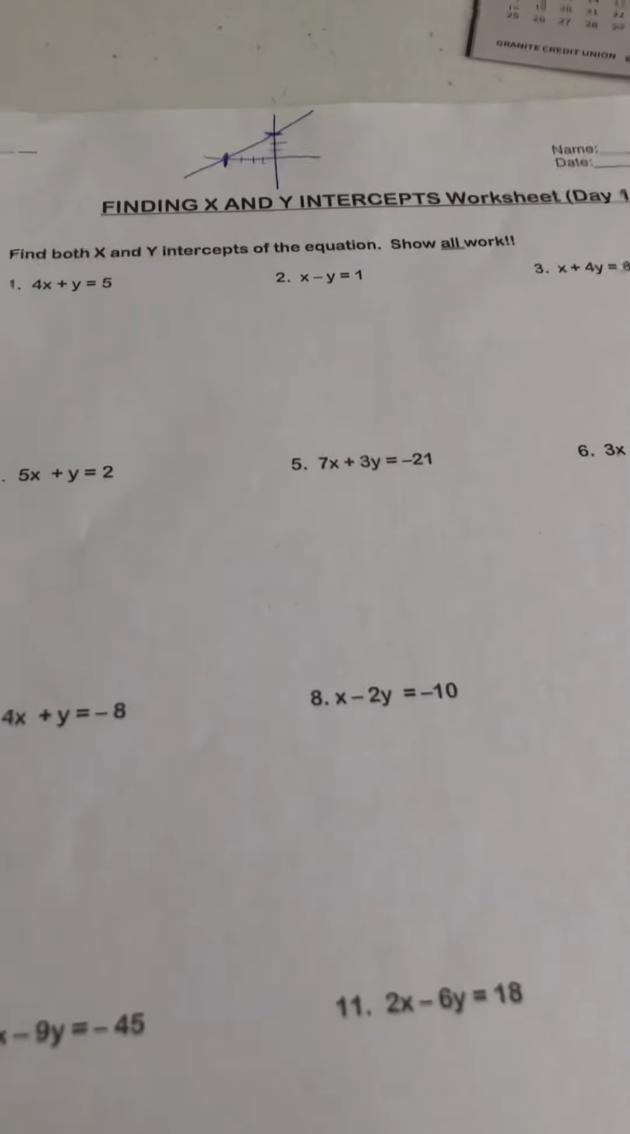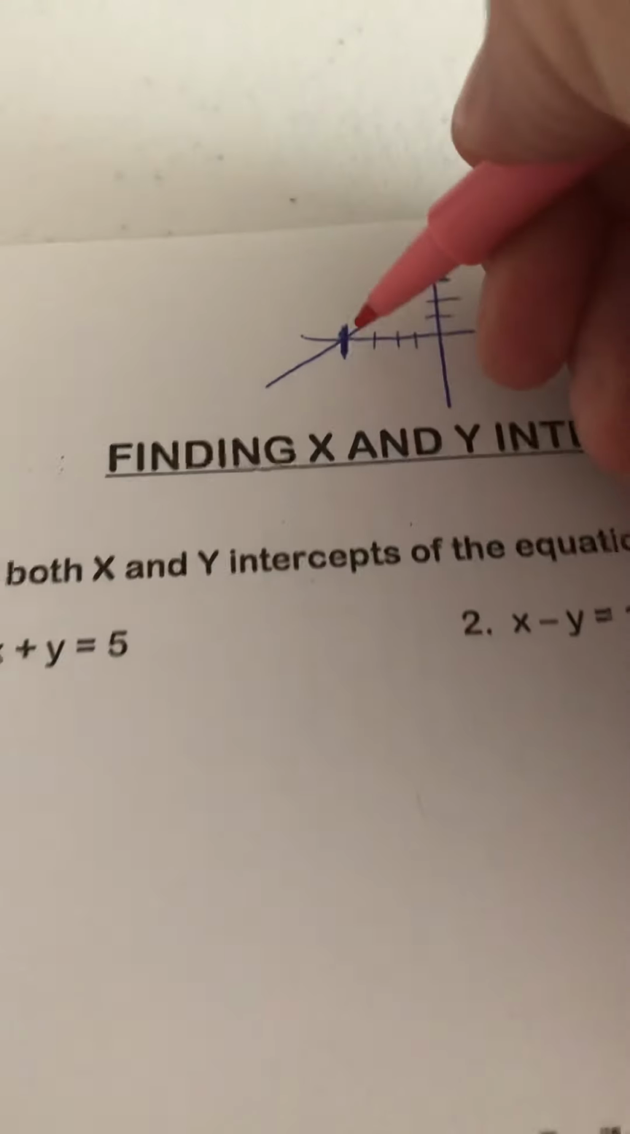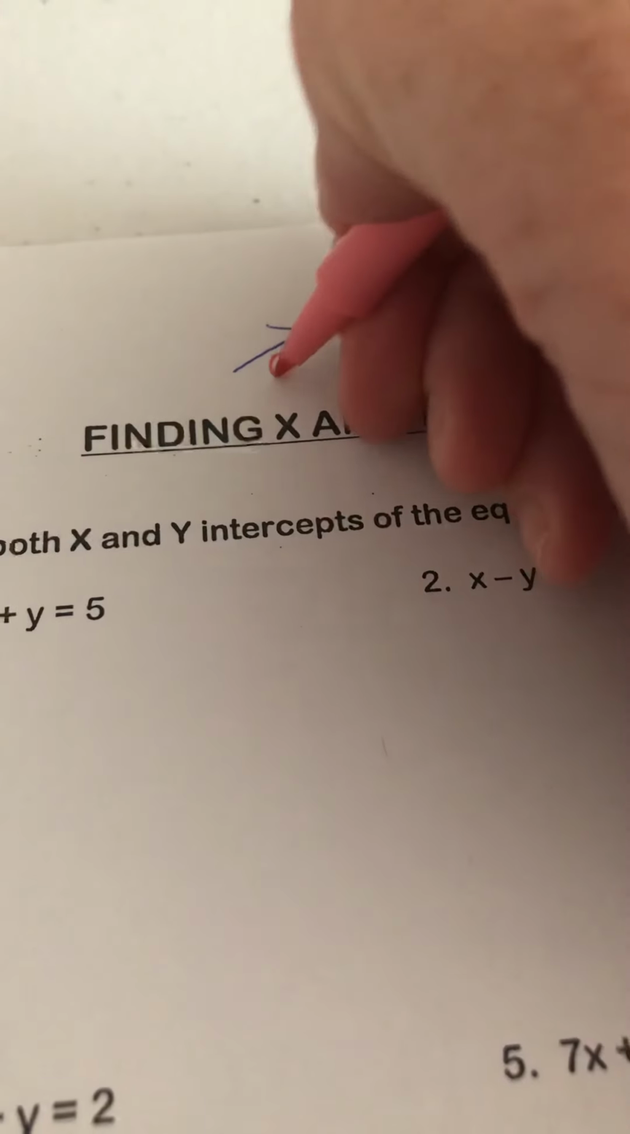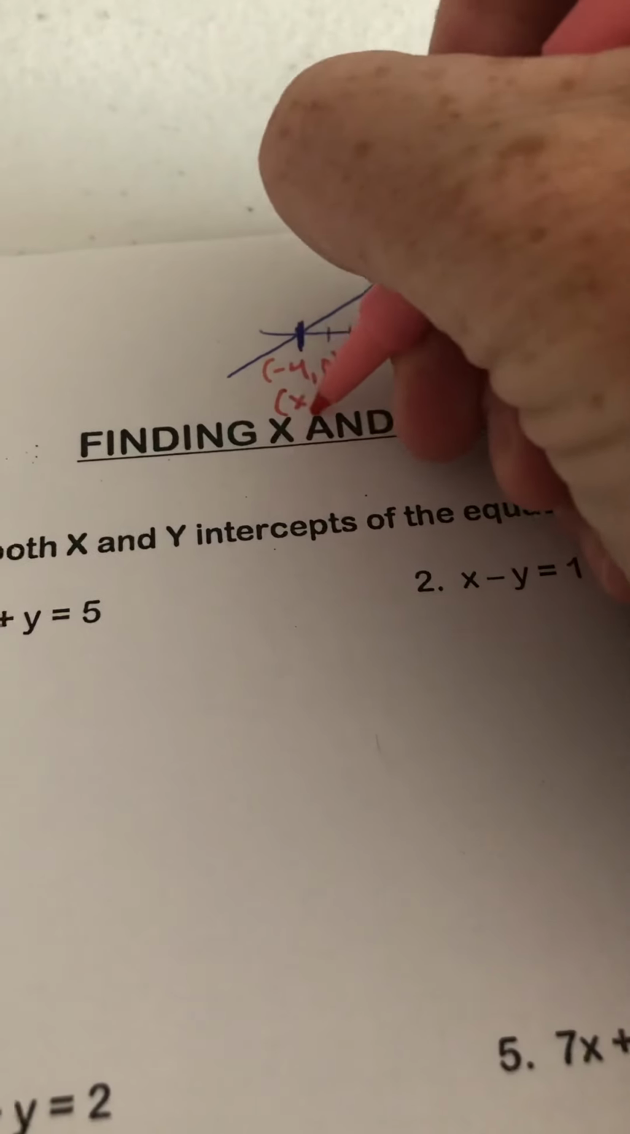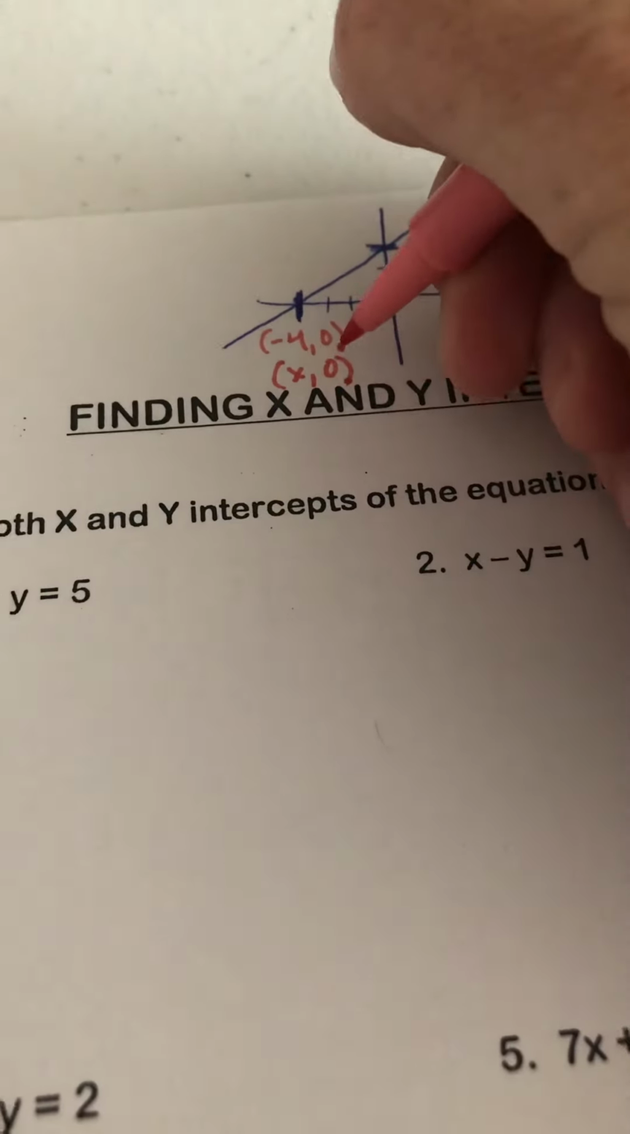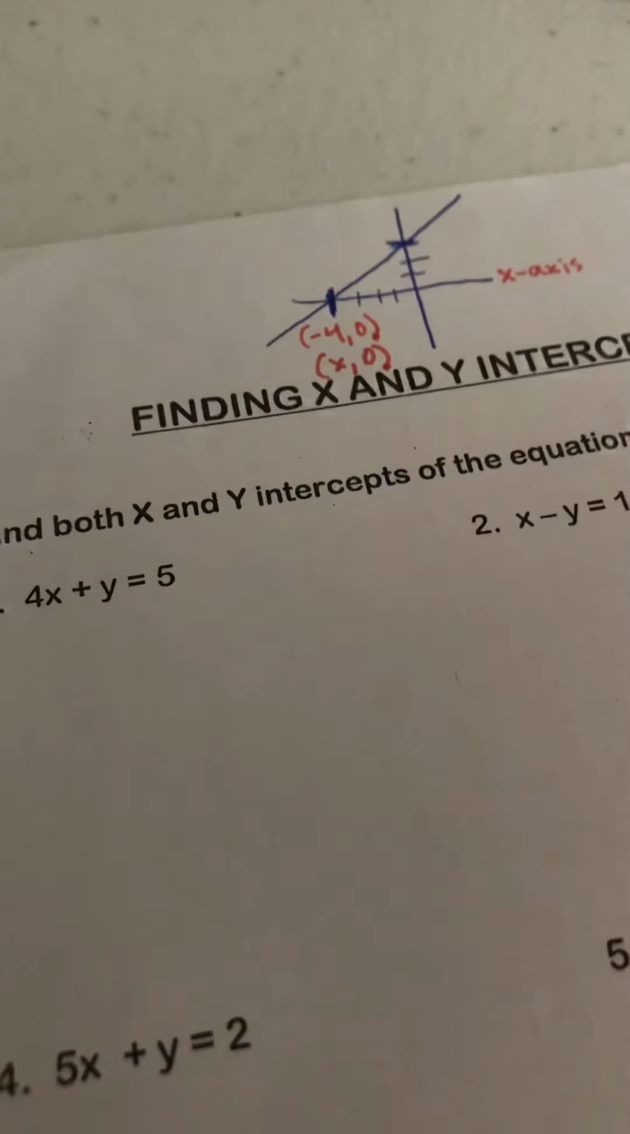Today we're going to talk about X and Y intercepts. So an intercept is where it crosses an axis. So right here we know left to right, this is the X axis. And if we were to plot this point, we would say that's at -4, 0. So our X-intercept will always have a 0 in the Y value.